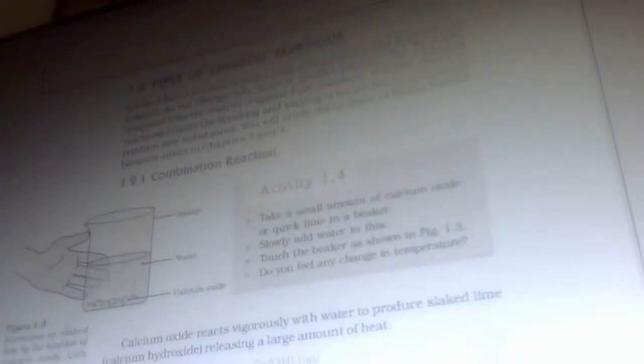That's done. So now let's go back to the NCERT textbook. I will check it.